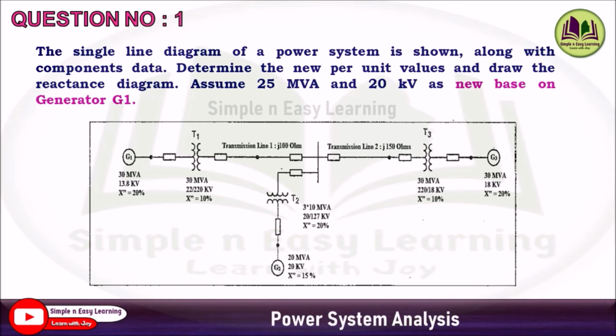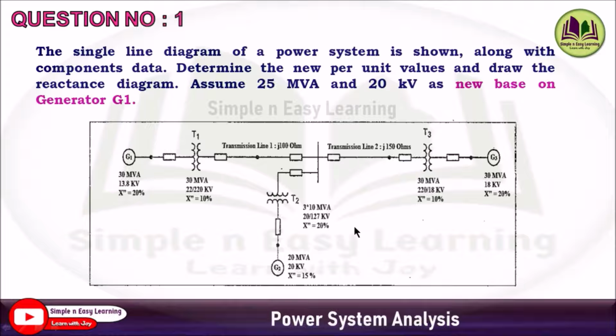Question number 1. The single line diagram of a power system is shown along with the components data. Determine the new per unit values and draw the reactance diagram. Assume 25 MVA and 20 kV as the new base of generator G1. This type of problem is very important. It comes under priority 1.